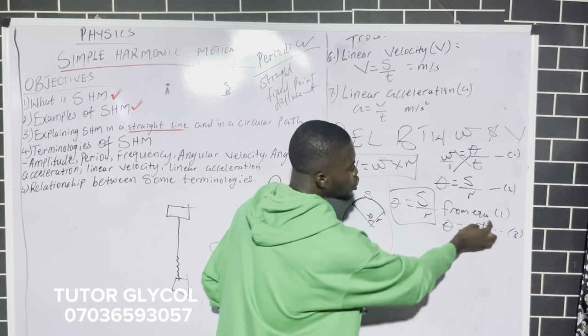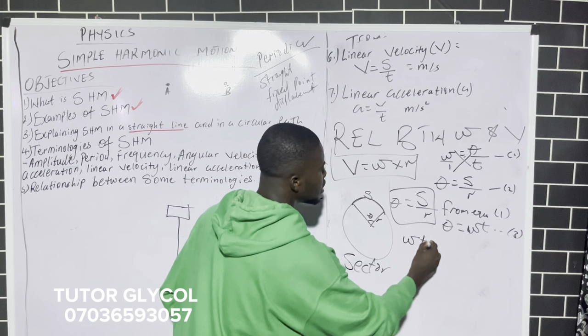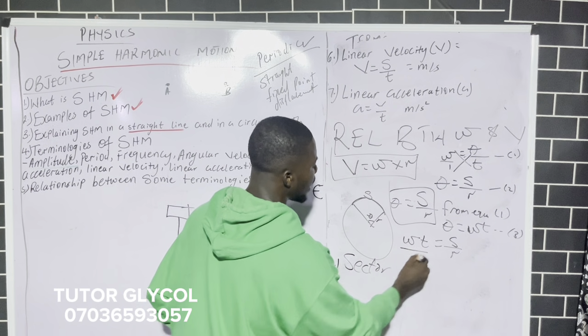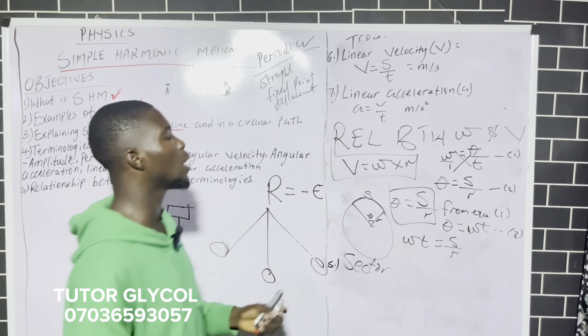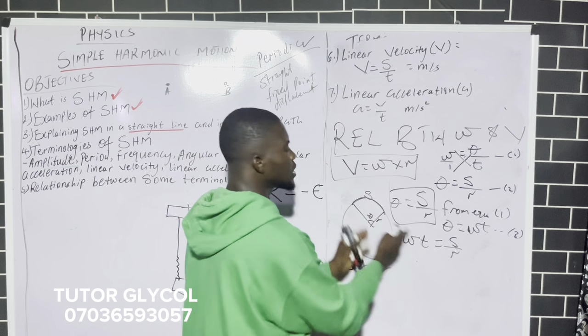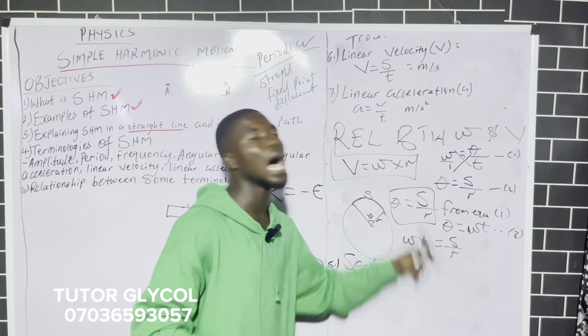So I'll just substitute this whole thing here into this. Then I'll have WT is equal to S over R, right? So divide both sides by T. Now what I want to do is solve in such a way that this R and W will stay one place, this S and T will stay one place. So what will I do? Divide both sides by T and multiply both sides by R.